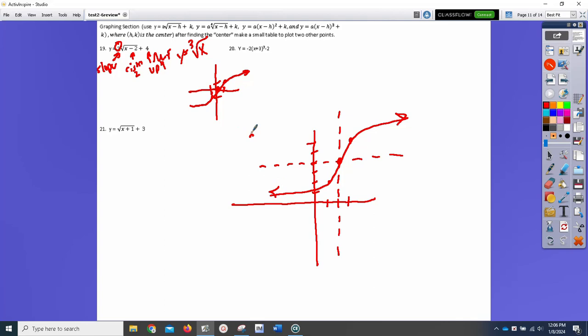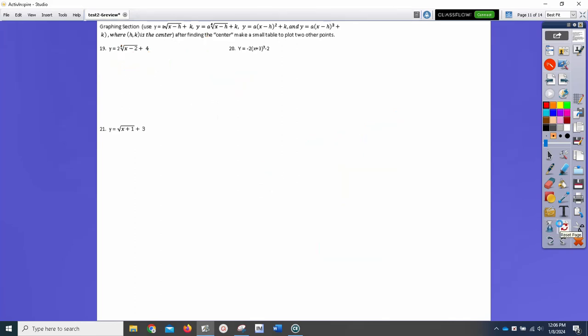So that's number 19. Not too hard. Number 20, we've got a mom function of y equals x cubed. It looks a lot like the one I just did, except it's a vertical snake.